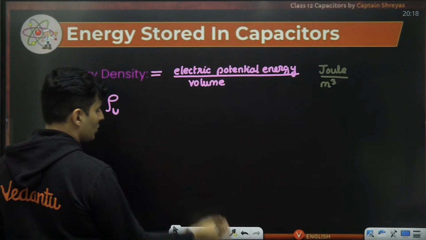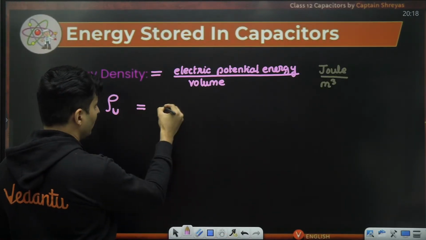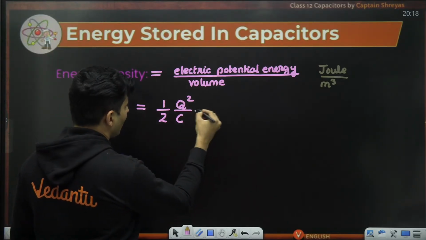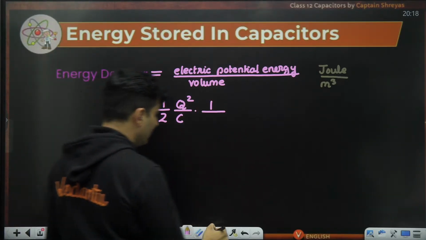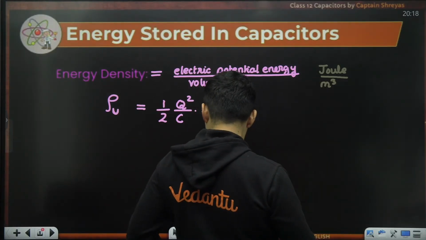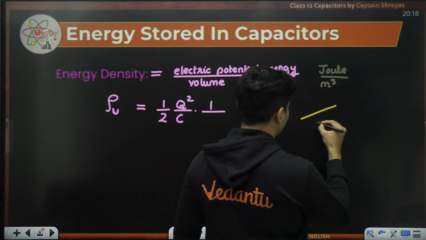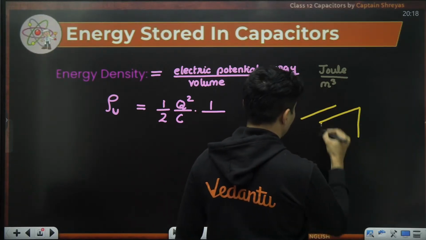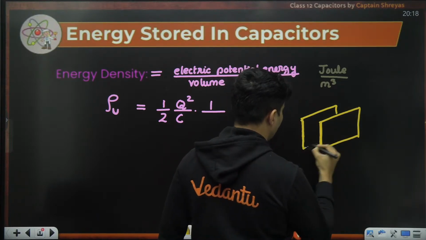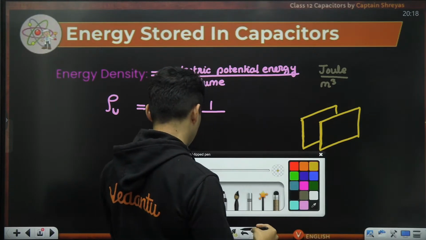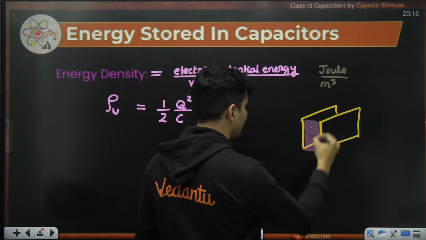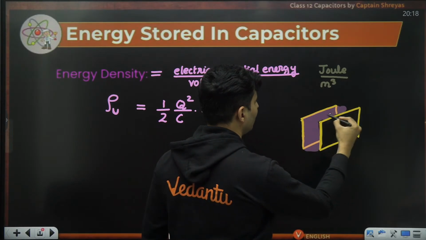So the energy stored in it is nothing but half Q square by C, and the volume of that capacitor, keep this in mind. See, your capacitor was maybe like this, and of course the energy is stored between the plates of the capacitor like a sandwich. I hope you can visualize this.